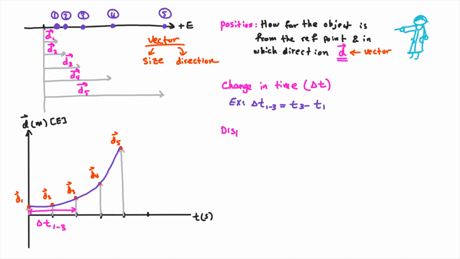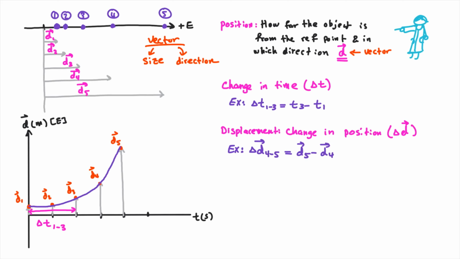The final concept for today is displacement. Displacement is the change in position, and we use delta D with an arrowhead indicating that displacement is a vector quantity with a size and a direction. The displacement from event 4 to 5 is the change in position from event 4 to 5, or position 5 minus position 4. The geometric subtraction of the vector is shown in both the position time and the motion diagram. We will explore these ideas further later.